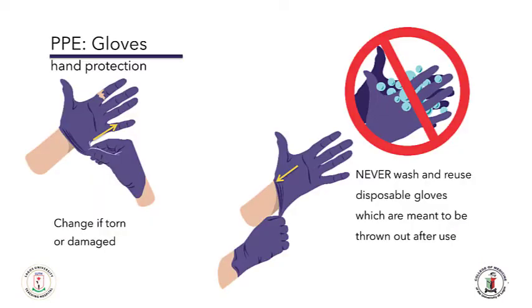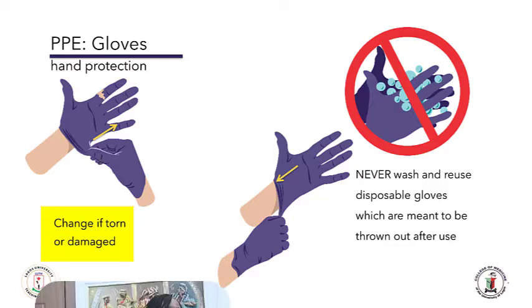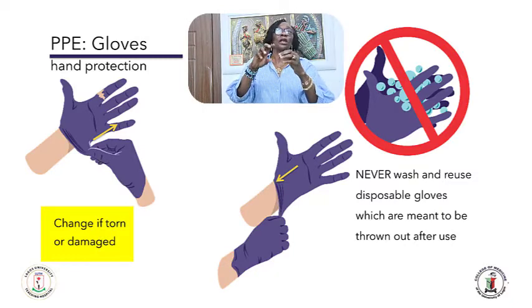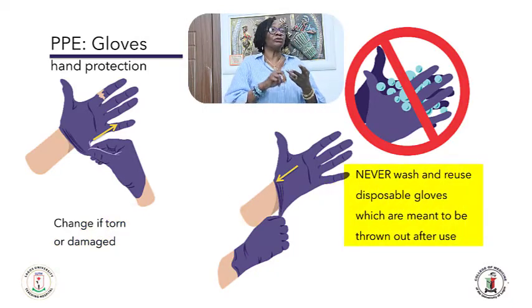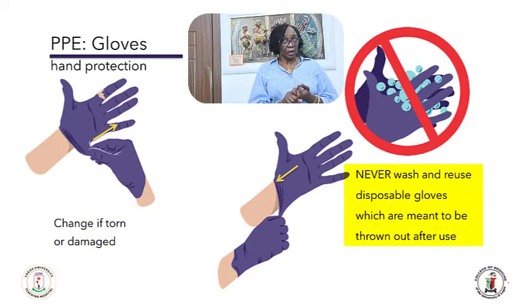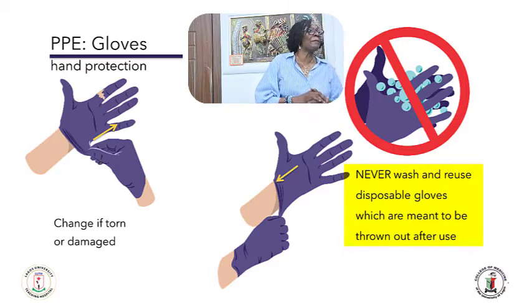Gloves protect your hands, but there are certain rules about gloves if you want them to be protective. You must change them if they are torn or damaged. You must wash your hands before you wear your gloves, because you can have contamination. You must never wash and reuse disposable gloves. You should not put alcohol hand rub on your gloves. They're meant to be thrown away.